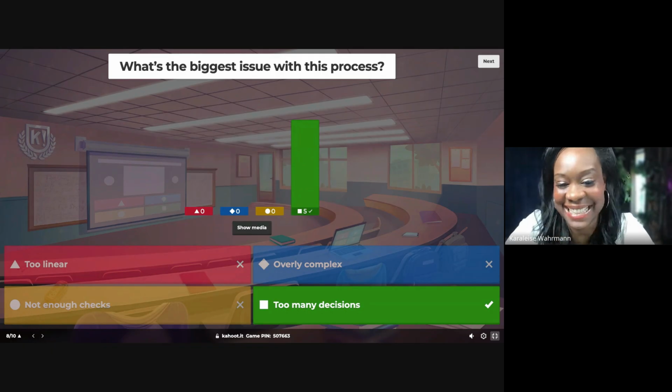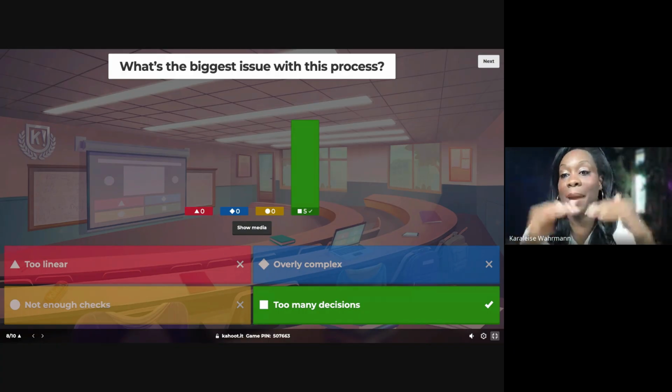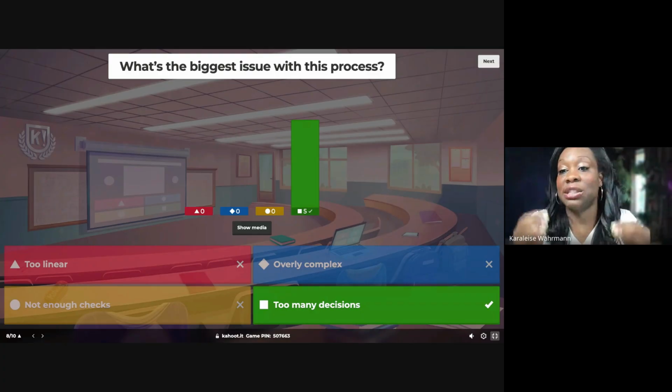Everybody got this right. Too many decisions. You didn't need anything else to see that. You don't have to see the actual diagram and what the words are, but just the fact that there's so many diamonds in this diagram, diamond after diamond after diamond. You can't have a process with decision after decision after decision, because every decision slows down your process. So you don't want to have back to back to back decisions.